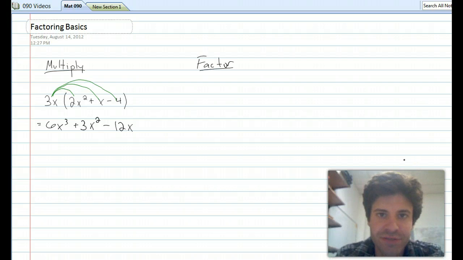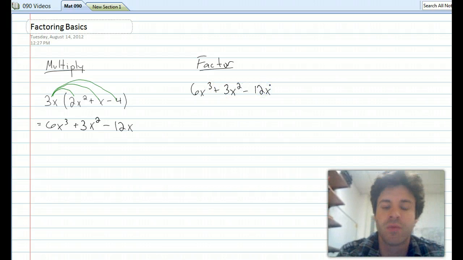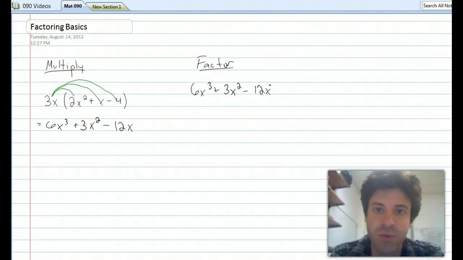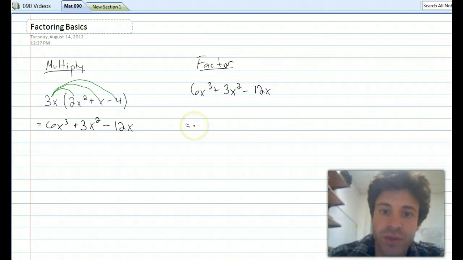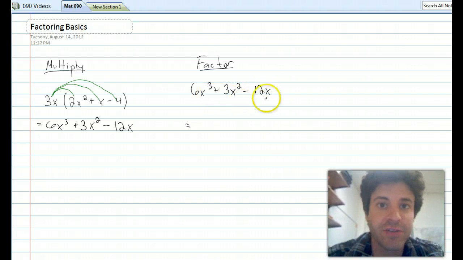But what we're doing in this video is we're factoring. That's actually the reverse process of the multiplication that we just did. So we're going to start with 6x cubed plus 3x squared minus 12x. We're going to look at that trinomial and see what we can take out of it. So what we do is we look at each term and we ask the question, what does each term have in common? Well, you'll notice first of all that each term has an x in it. So we can factor an x out.